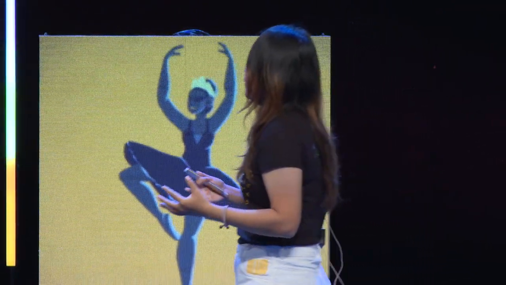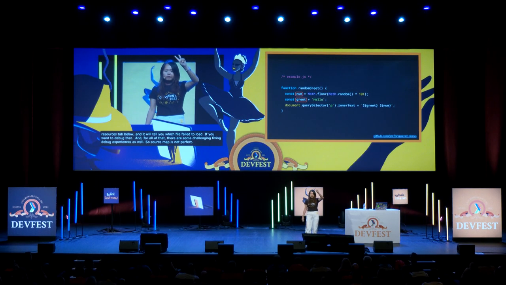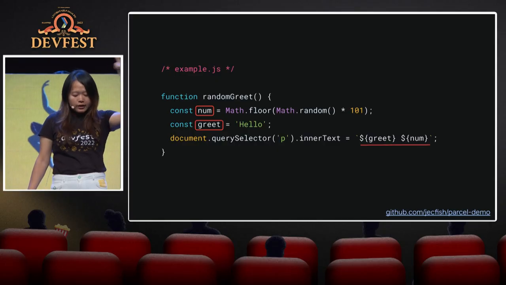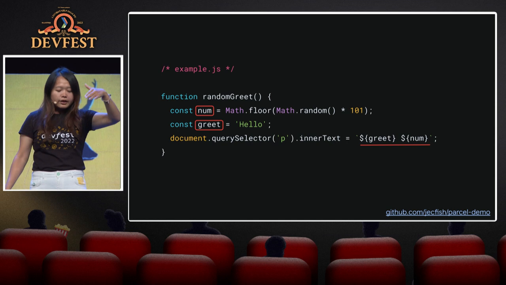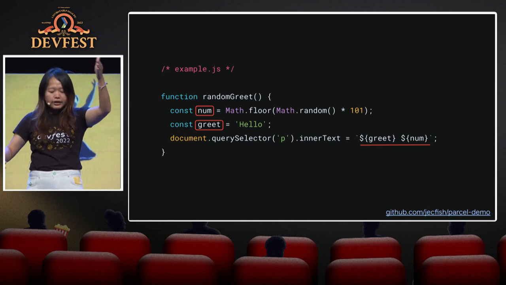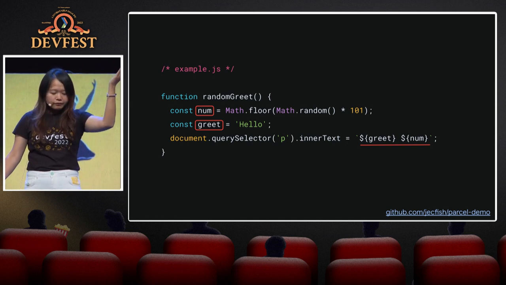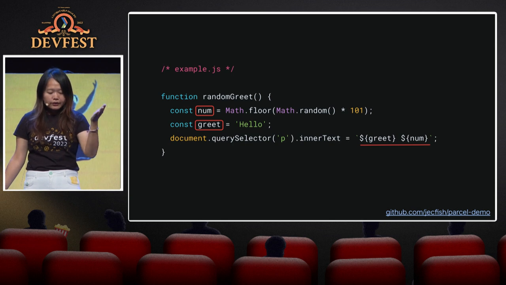And for all that, there are some challenges in fixing the debugging experience as well. So source map is not perfect. Let me give you an example. If you look at this, there's a greeting. What this greeting does is that there are two variables. One is the number variable, one is the grid variable. And from here, we will display on the screen that combines this grid and the number variable and shows it up. So this is what you write.